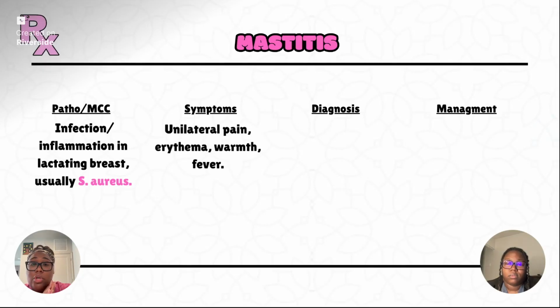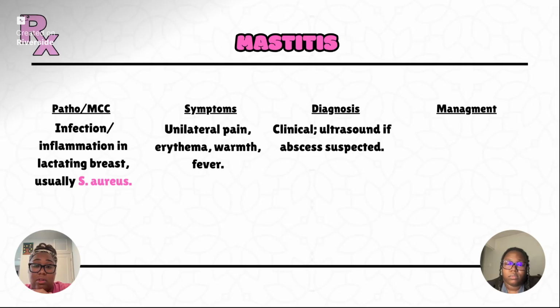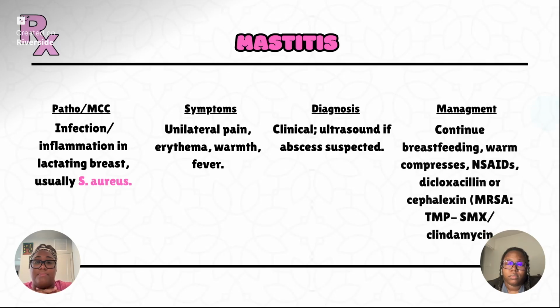As far as symptoms, unilateral pain that's usually on one breast at a time. You'll have that redness, that erythema, that warmth, and fever. It's usually clinically diagnosed. You can pretty much tell by a good H&P, which PAs are known for. And if you need a little assistance, an ultrasound can help, especially if you're suspecting that abscess. And again, you will see that hypoechoic area in the ultrasound, which is just a very dark, usually round or lobular area.